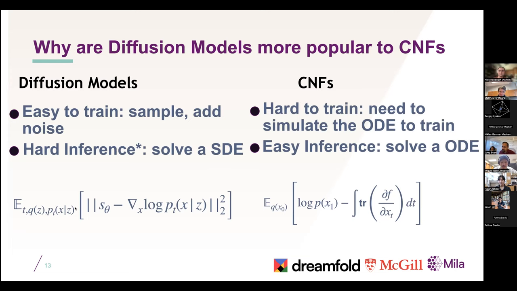But in contrast, why are CNFs also pretty good? So at inference time, you only have to simulate an ODE, and simulating an ODE is much easier than simulating an SDE because there's no stochasticity involved. You have deterministic dynamics. And we have a much bigger numerical toolkit when it comes to simulating ODEs.